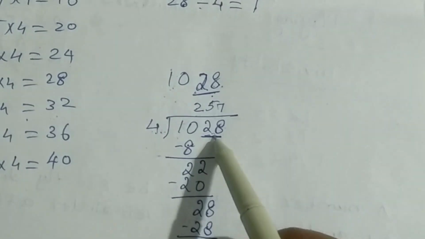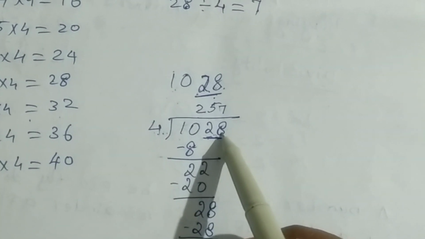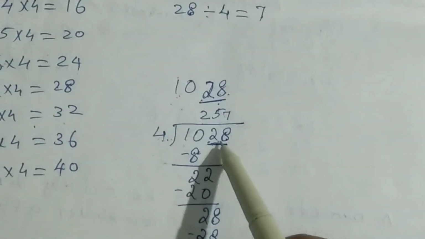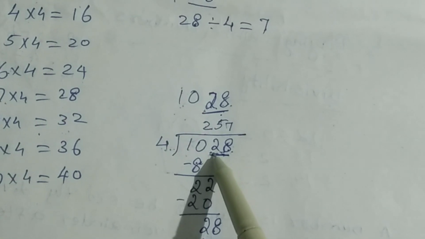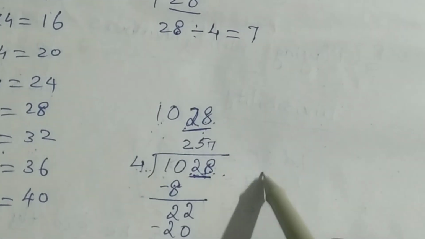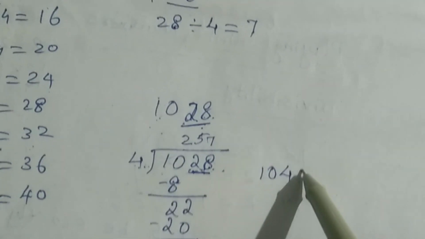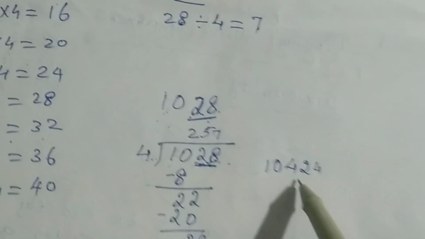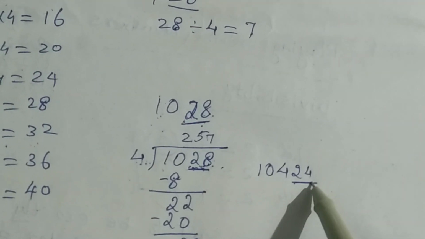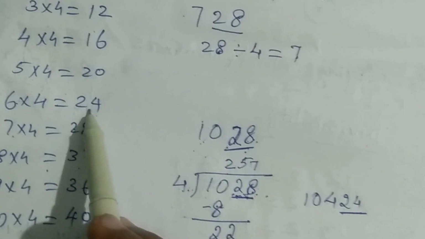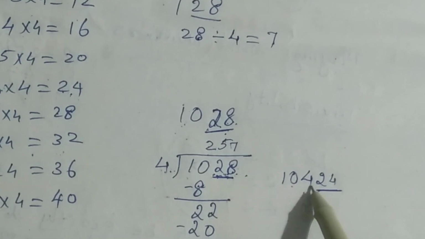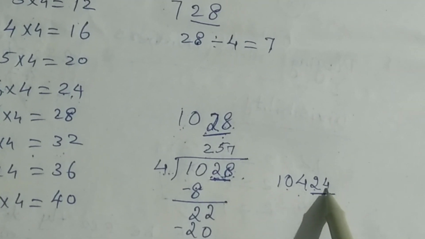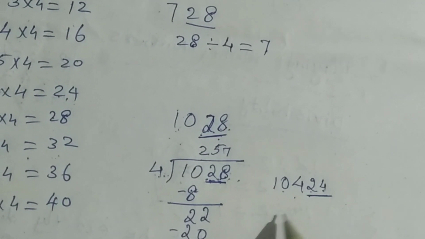The last two digits, that means ones place and tens place digit. We have to consider ones place and tens place digit of the given number. One more example, 10,424. That is 24. 24 is here in 4th table. 6 times 4 is equal to 24. So we can say 10,424 is exactly divisible by 4.